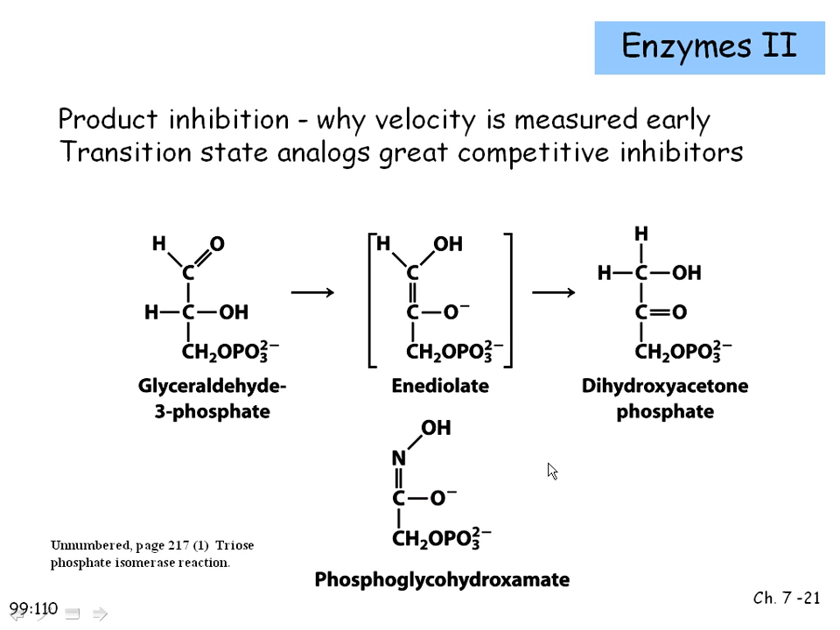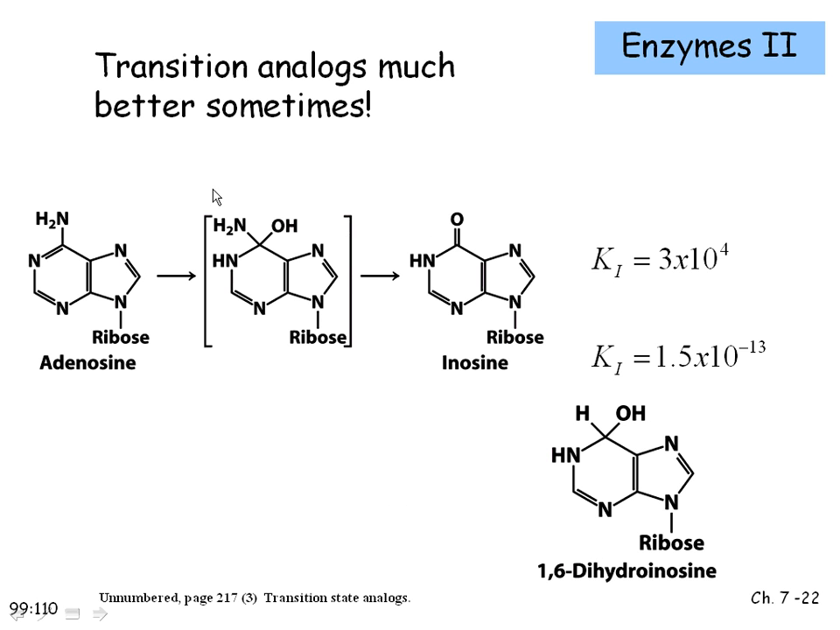And that's going to be a common finding, that things that are analogs to the transition state are often very good inhibitors, good competitive inhibitors. How much better? Well, here's another reaction in which we're going from adenosine to inosine. Inosine can inhibit that reaction just by product inhibition, plain old product inhibition. Its Ki as a product inhibitor is 3 times 10 to the 4th.